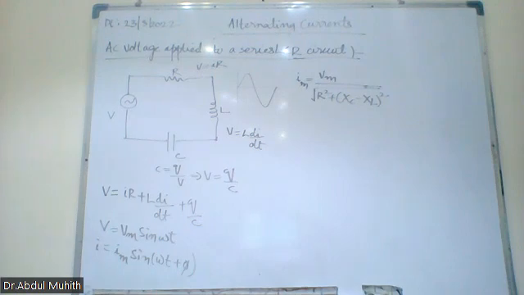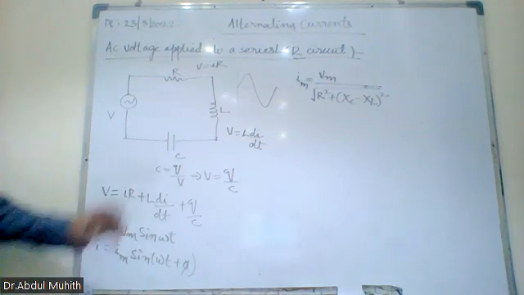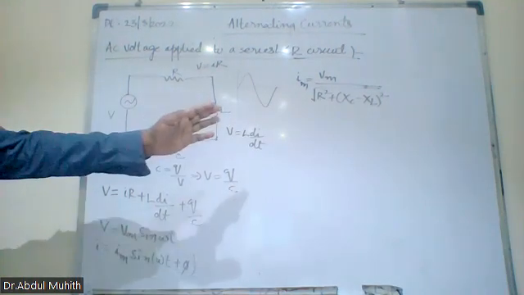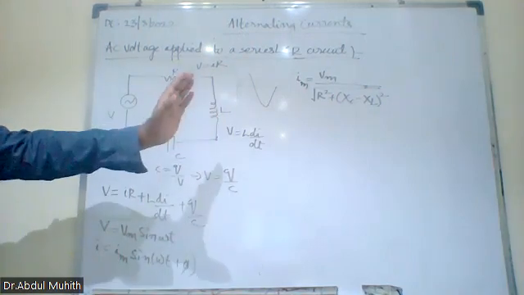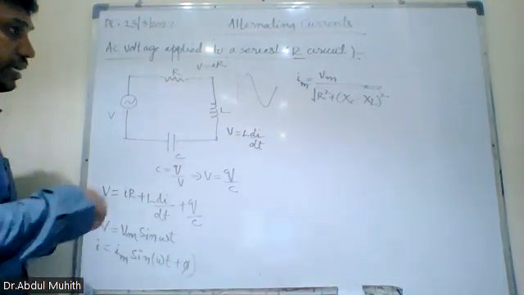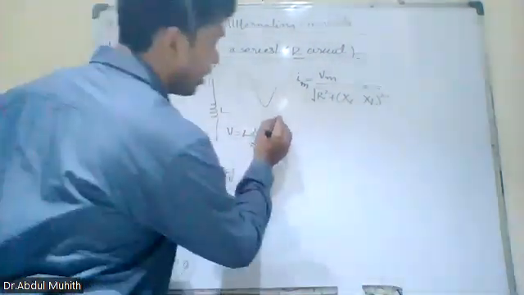So Im is equal to Vm by the square root of R square plus (XC minus XL) whole square. XC is the capacitive reactance and XL is the inductive reactance. So we are comparing all the reactances together. Why? Because we have to draw the phasor diagram. So when we draw the phasor diagram, it is like this. So in all the currents we are comparing now.